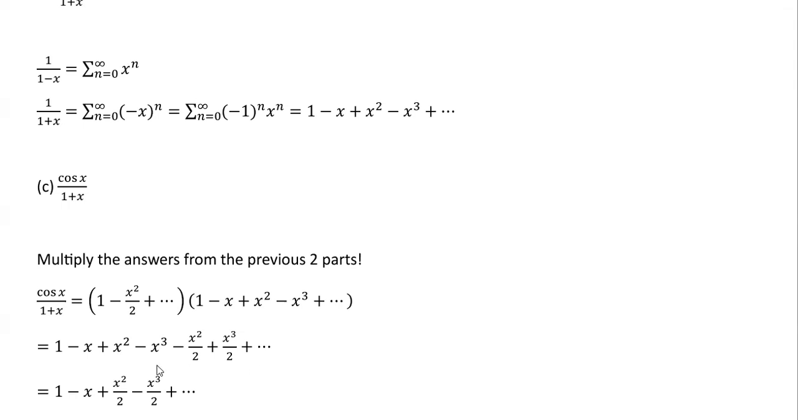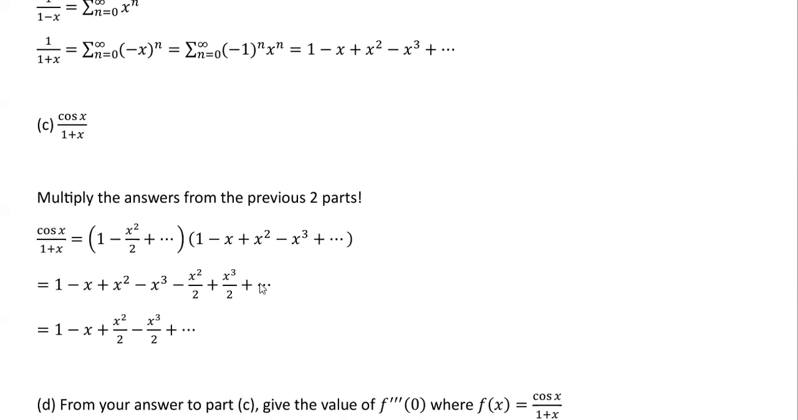So now we just combine like terms from here. You get 1 minus x plus x squared over 2 minus x cubed over 3, x cubed over 2 plus so on, so forth. Okay, so we just had to do some algebra, and we had to realize this was just the product of part A and part B.